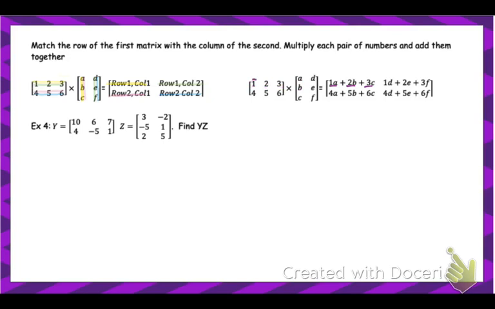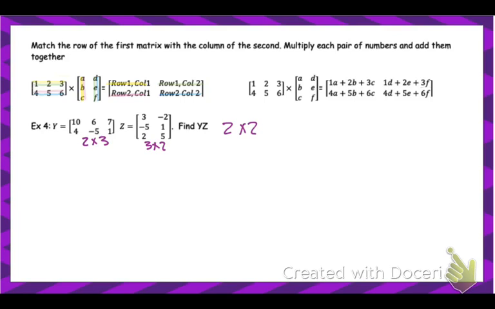I'd go row 1 and column 2, multiply 1 times D, 2 times E, 3 times F, and add them together. And I just continue that pattern until I'm done. So let's try one now with actual numbers. First of all, let's make sure it's possible. This is a 2 by 3. This is a 3 by 2. So yes, it's possible. The result is going to be a 2 by 2.